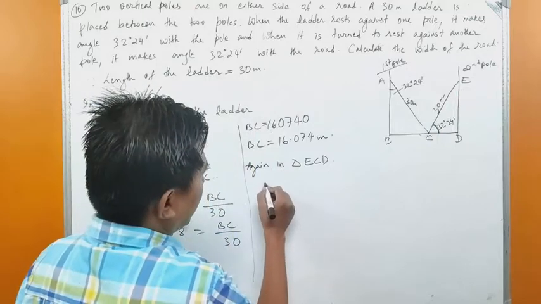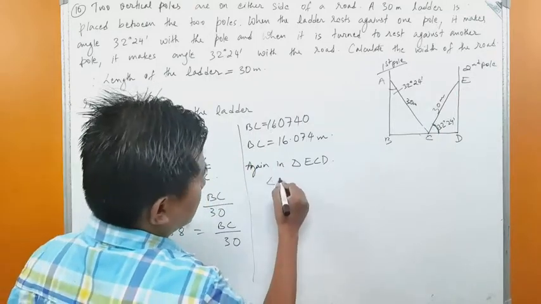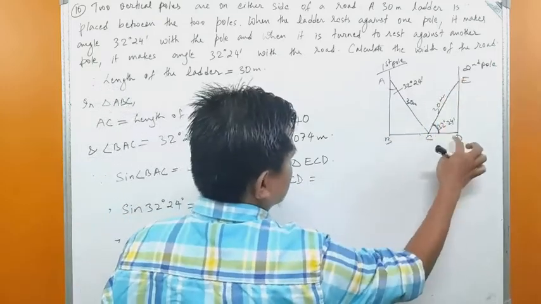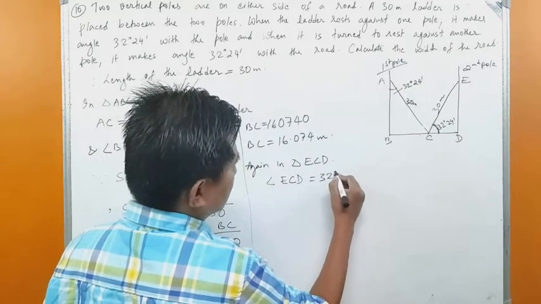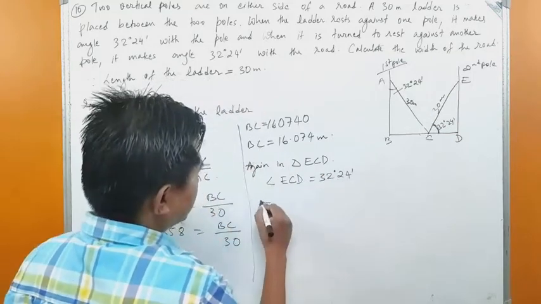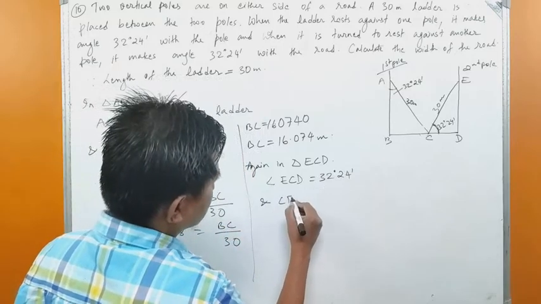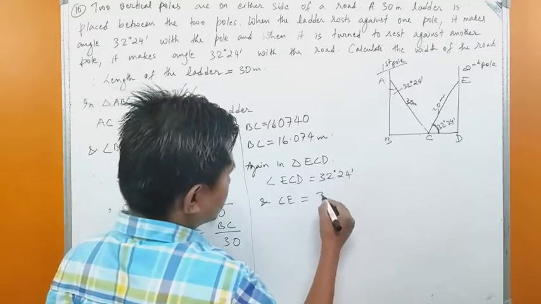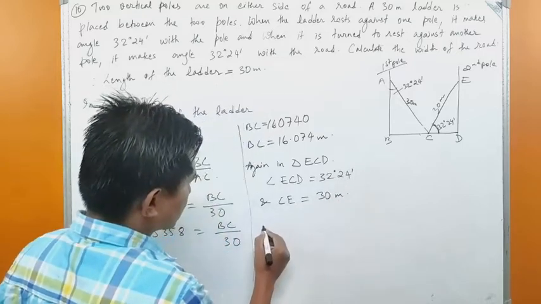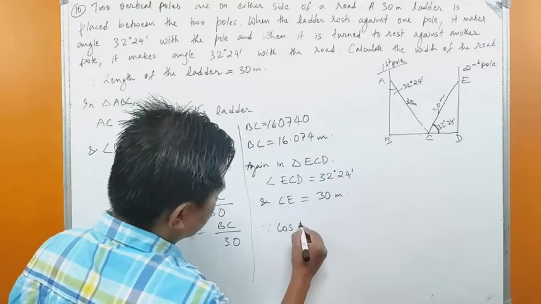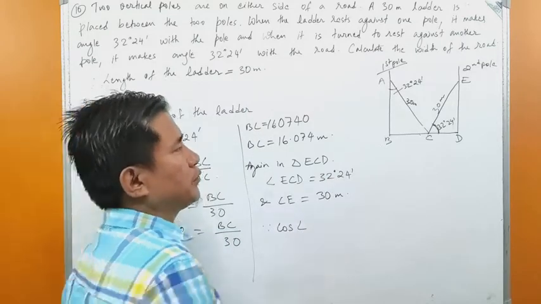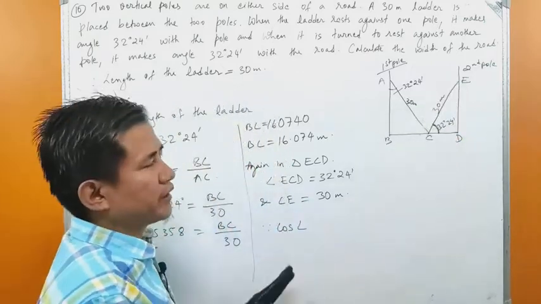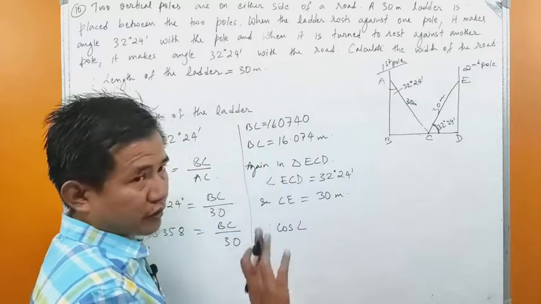So we apply cos theta. Angle ECD is given to us, ECD equals 32 degree 24 minute, and CE, or EC, same thing, CE is given to us 30 meter. Now we apply cos theta. Why are we applying cos theta? Because we need base and we have hypotenuse, isn't it? We don't need perpendicular, and perpendicular is not given to us, so we apply cos theta. We don't apply sin theta here.